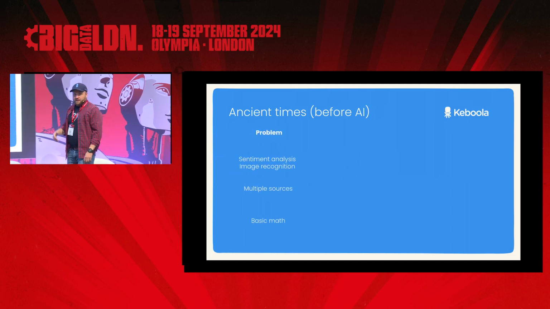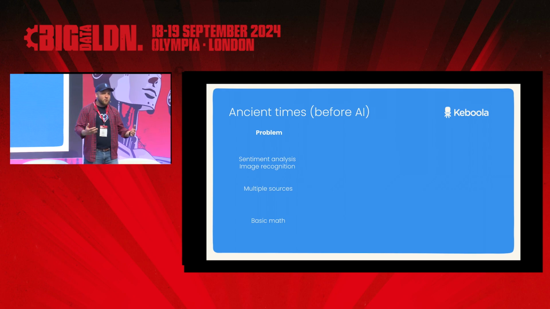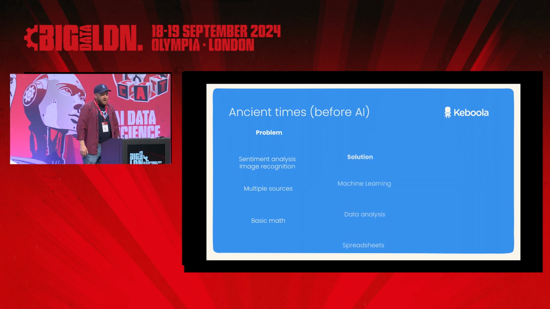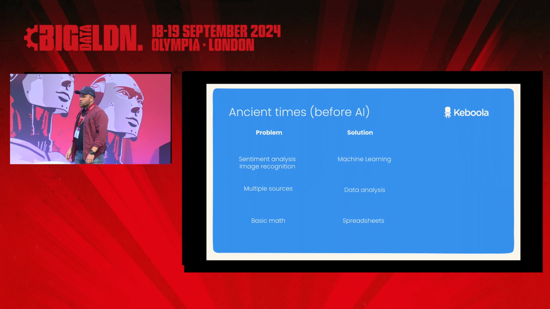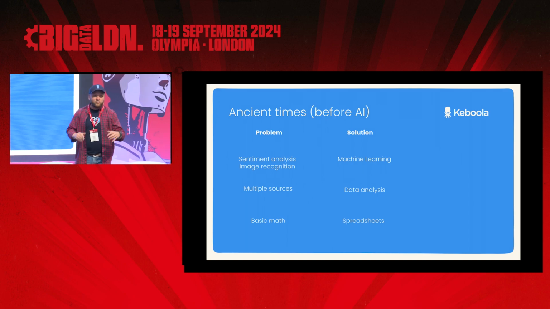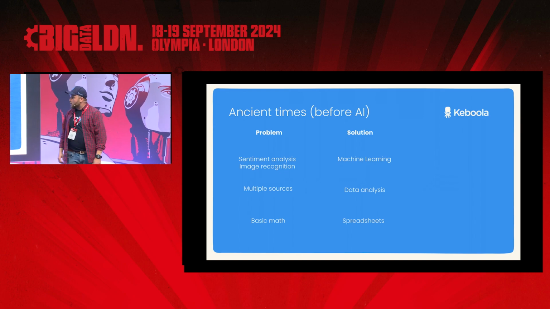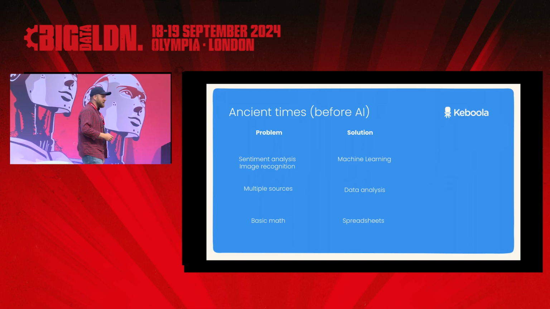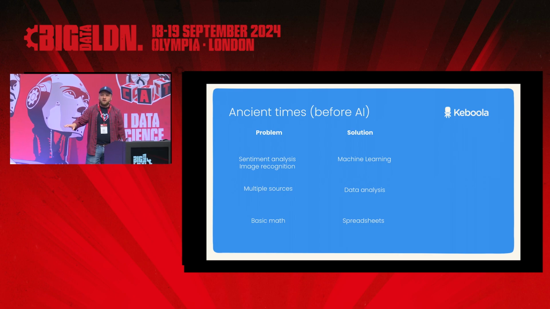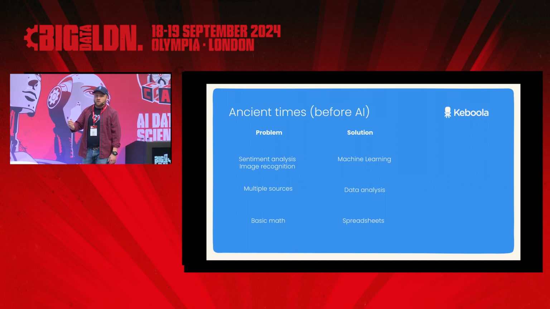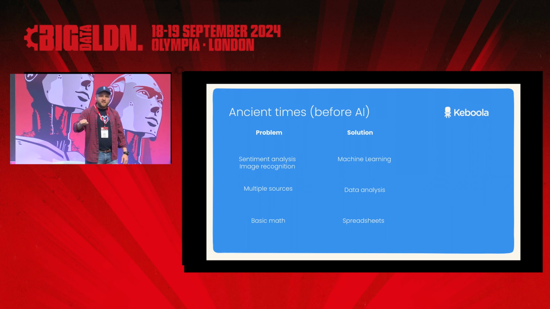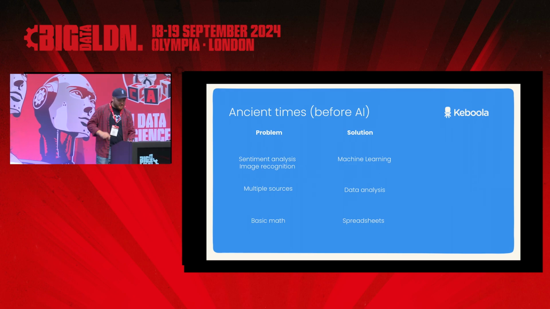I will start from the bottom, like how to do basic math. We can do this in Excel probably, or on our own on paper. So the solution for basic math was spreadsheets. For having multiple sources, not just one Excel, we would probably use some kind of data analyst tool. But for something more interesting and more complex, like sentiment analysis or image recognition, we would go with machine learning. Like 4 years ago, it was really hard to just have a prompt and ask some AI model what is in this picture. But times are changing.